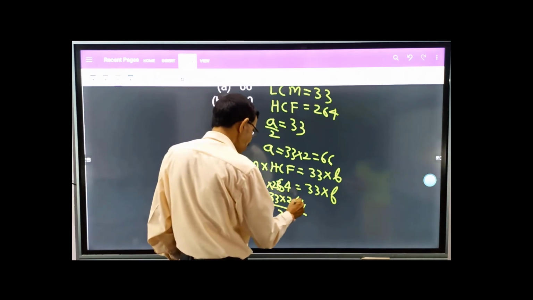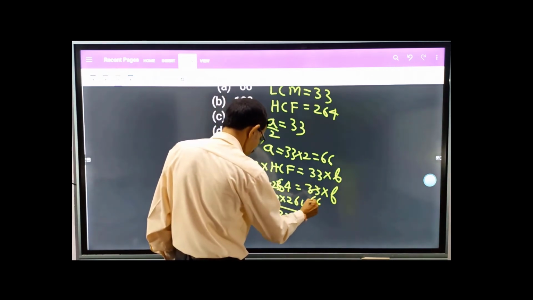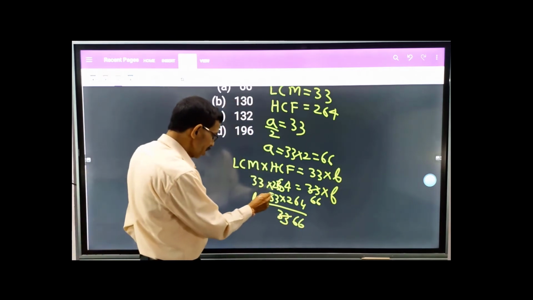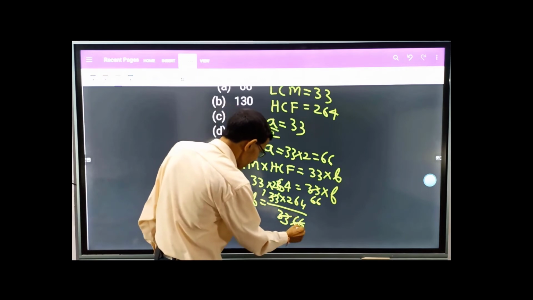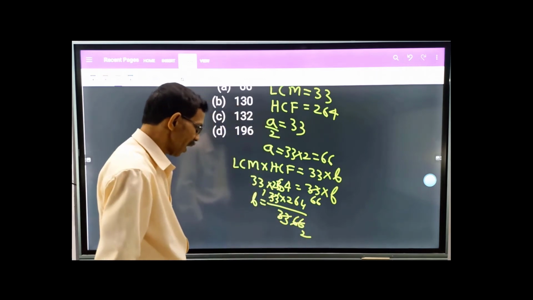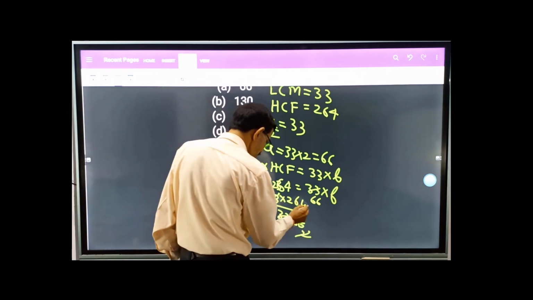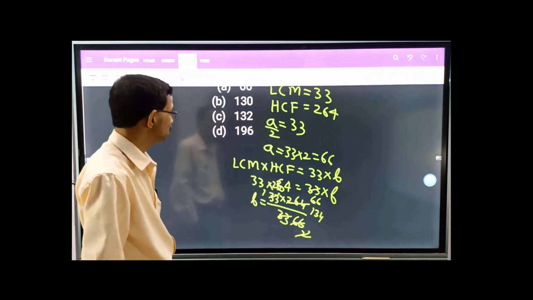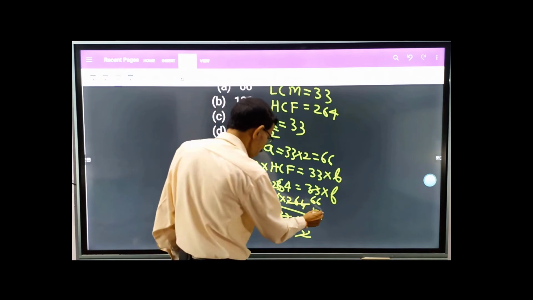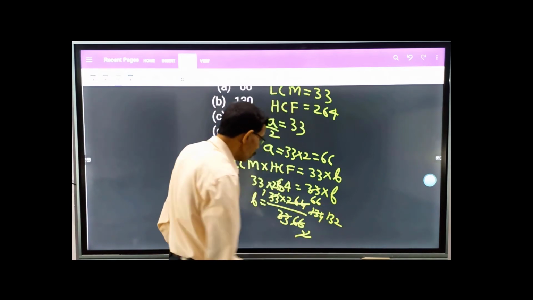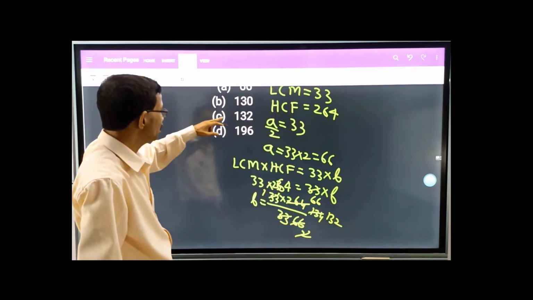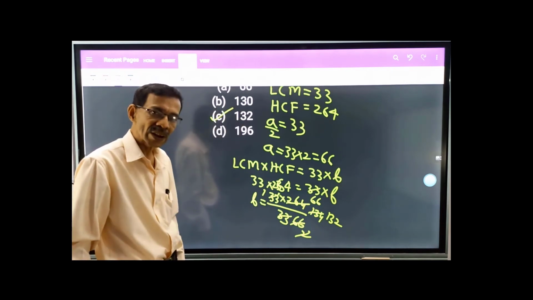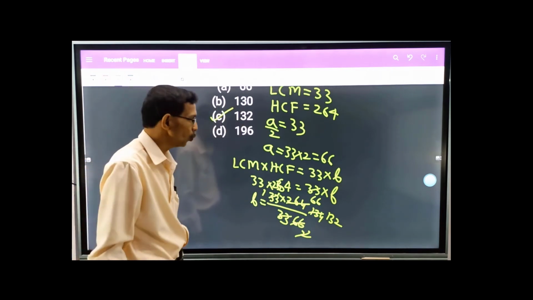A is not 33, it is 66. So this is 66, and this is also 66. So here it gets cut with 2 and this gets cut with 1, so we get 1, 3, 2 and the correct option here is option C, that is 132. The other number is 132.